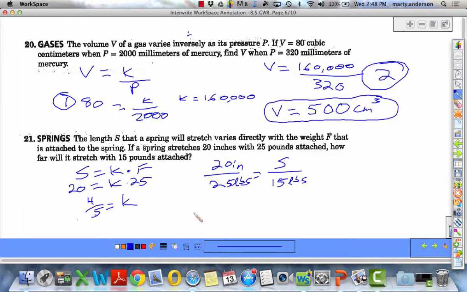So we can cross multiply and solve, or I can do what we've been doing, which is solve for S, which is equal to my constant of variation times 15 pounds, which must be about 4 times 3, which is 12 inches. If we did 20 times 15 divided by 25, hey, we get 12 inches. Isn't that wonderful?